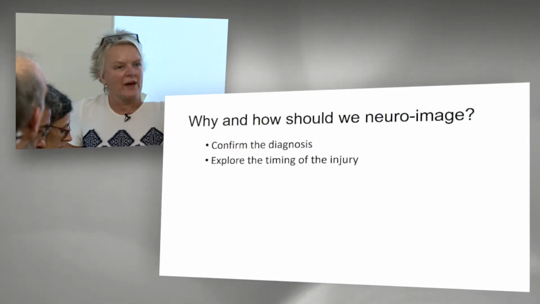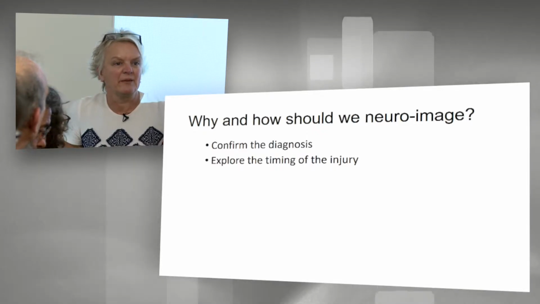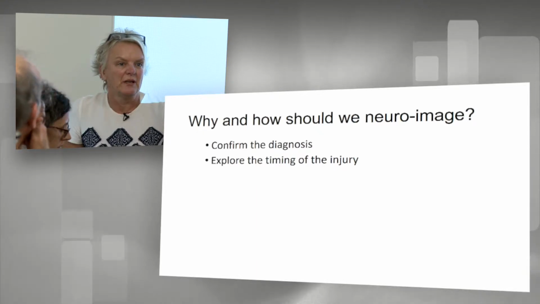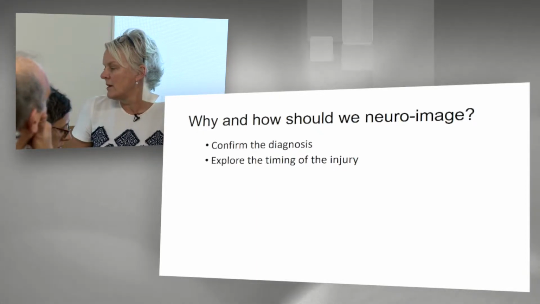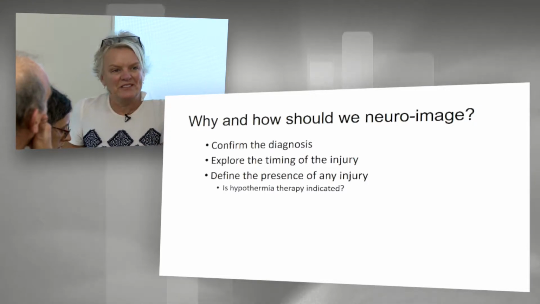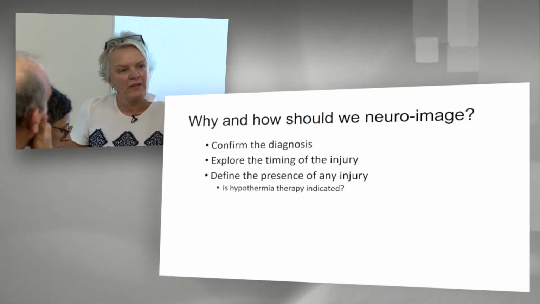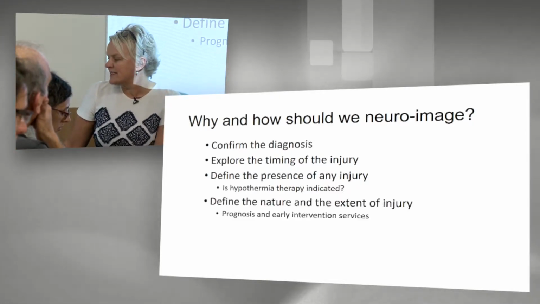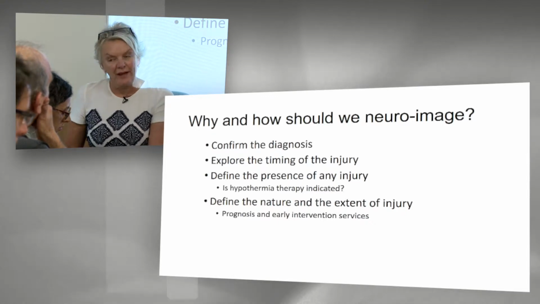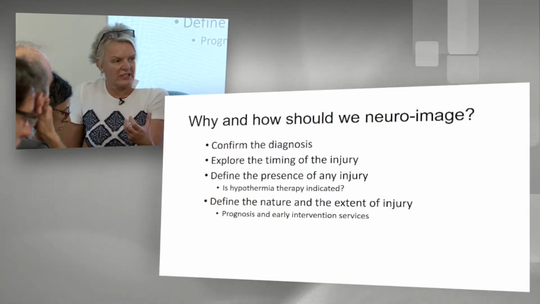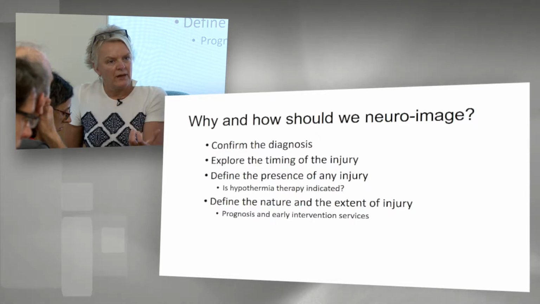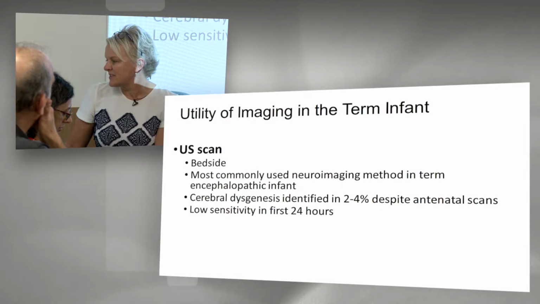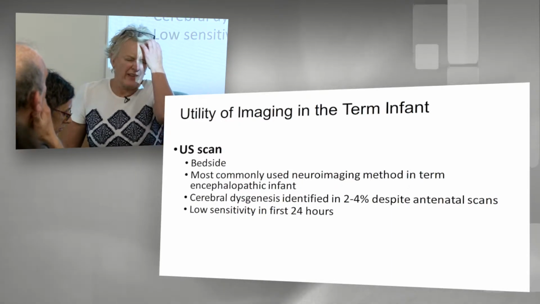But why does it work so well in some babies and not so well in other babies? Maybe some of this relates to the fact that maybe this baby was injured 24 hours before the baby was born, and we have no way of telling that at the moment. You want to really define whether there's any injury there, and is hypothermia therapy therefore indicated in this population? And then, of course, the nature and extent of the injury is important for the family if you can provide better prediction of the long-term outcome, and I'll show you data around that, and what early intervention services or rehabilitation services are needed. So let's just talk about other imaging modalities.